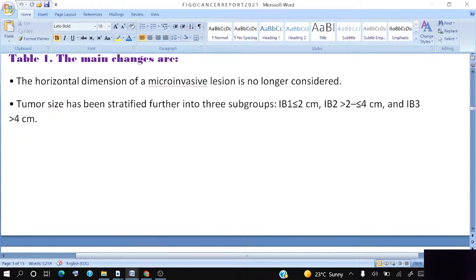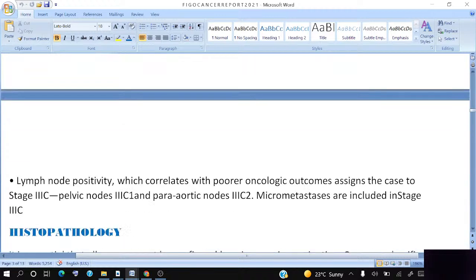So 1B1 is less than 2, then 1B2 more than 2 and less than 4, and then 1B3 more than 4. This is the staging they divided.